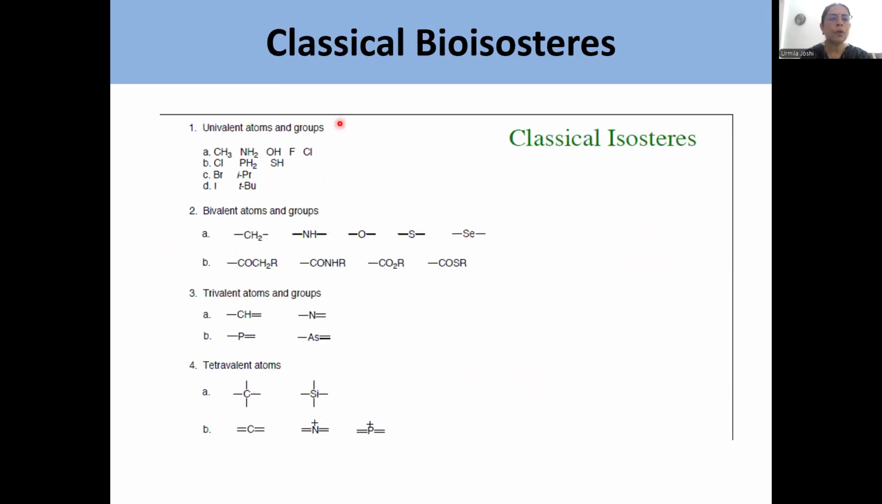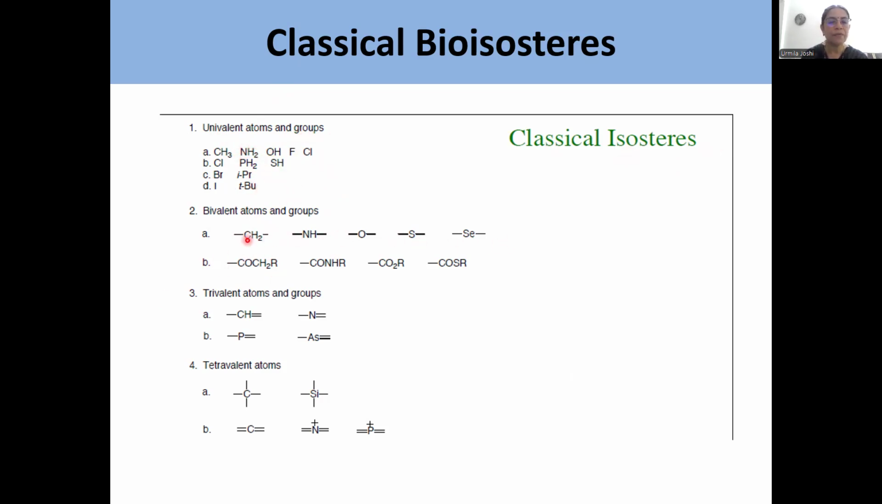Coming to classical bioisosteres, the univalent groups and atoms which act as classical bioisosteres: CH3 and NH2, CH3 and Cl, CH3 and OH, F, etc. They are univalent groups acting as classical isosteres. NH2 may be an odd man out over here because it ionizes.